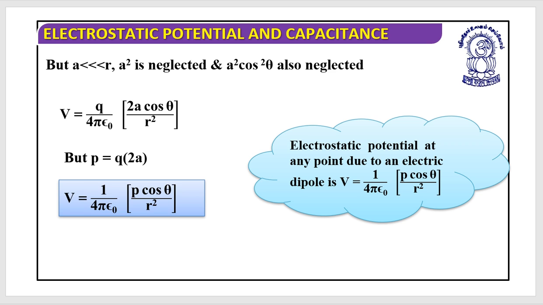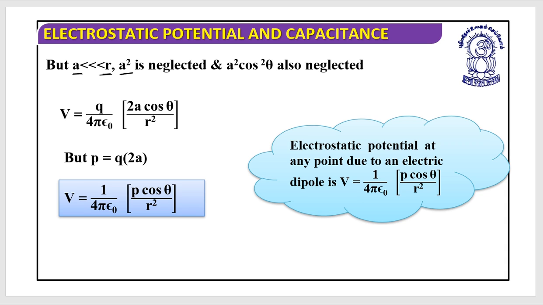So if I assume that a is very small compared to r, or the reverse, that the location where potential is required is very far compared to the size of the dipole, then I can neglect certain terms. a square can be neglected, and a square cos square theta would always be neglected.